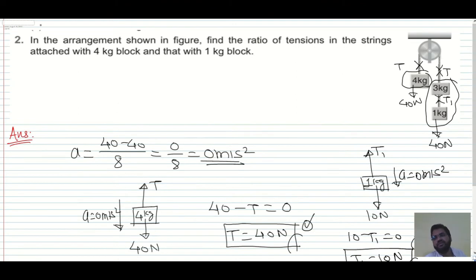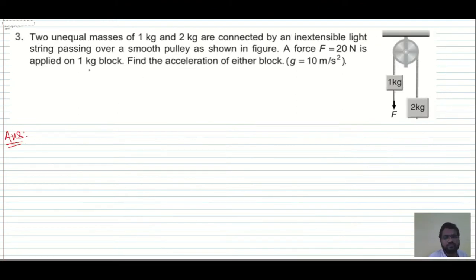Now the third question. Two unequal masses 1 kg and 2 kg are connected by an inextensible light string passing over a smooth pulley. A force of 20 Newton is applied on 1 kg. Find the acceleration of either block.